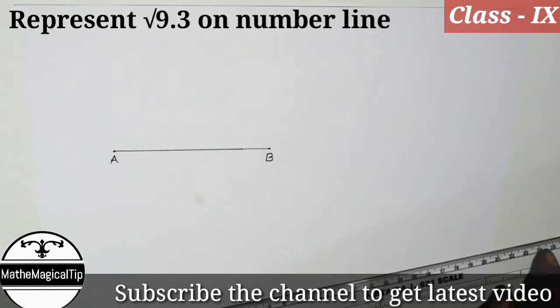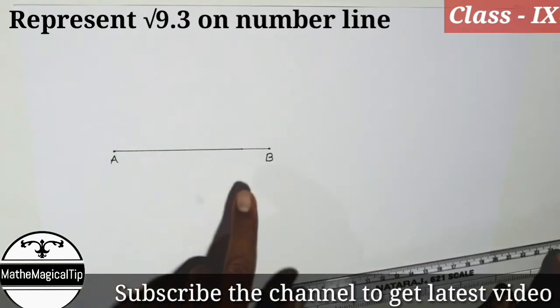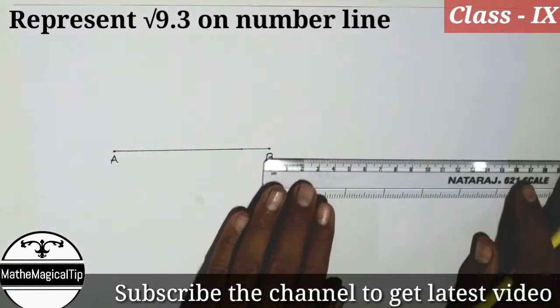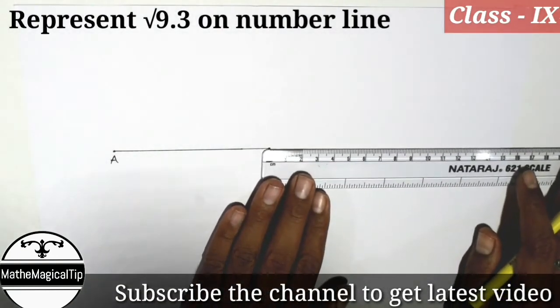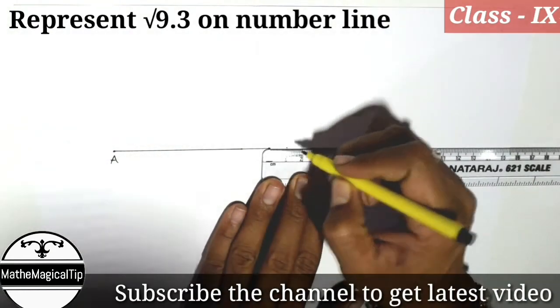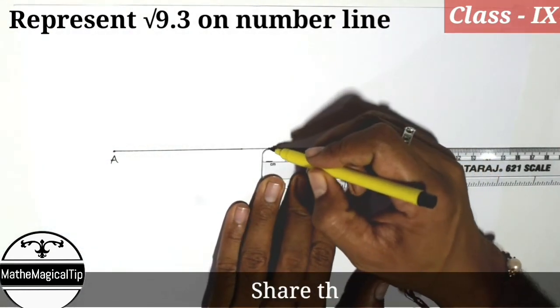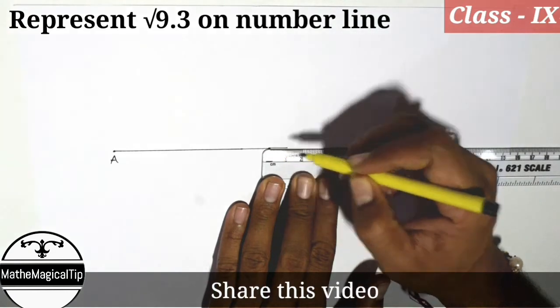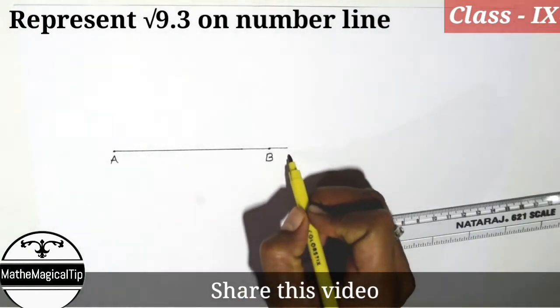After doing this, the next step is to extend this line AB by taking 1 centimeter more. So this one will be the extended AB. Name this point C.